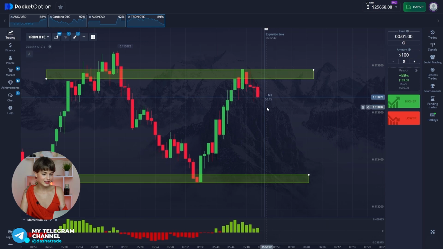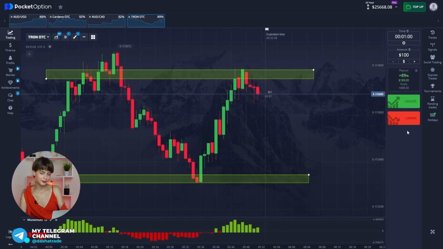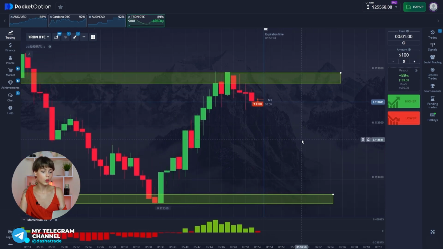Okay, meanwhile, 15 seconds are left until the candle's closure and we'll likely open a deal with lower as the price. Look, there were 1, 2, 3, 4 red candles. Maybe the price will try to go down as well. Let's see what will happen on the market. Let's open a position with lower and we're waiting.